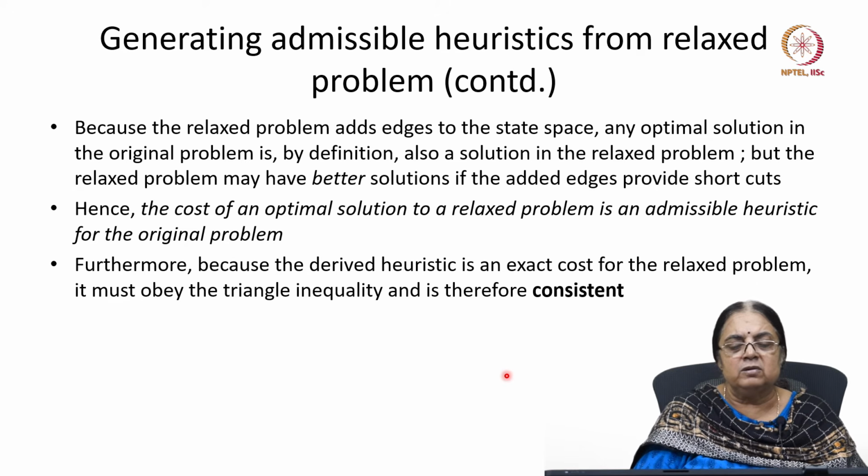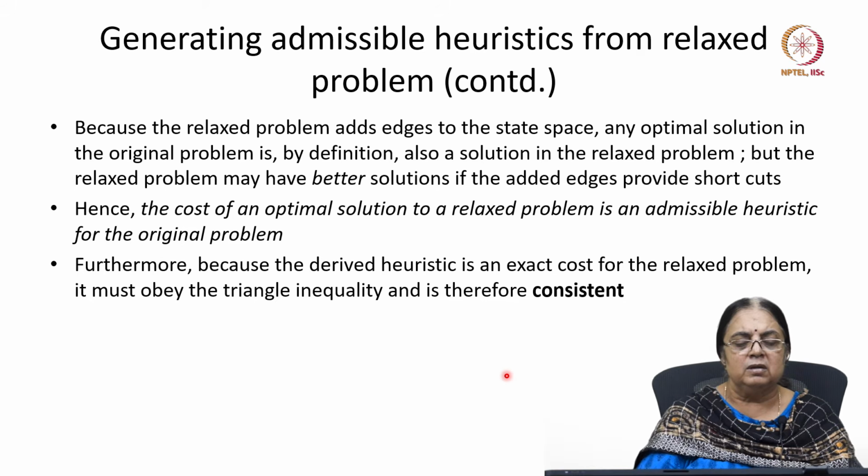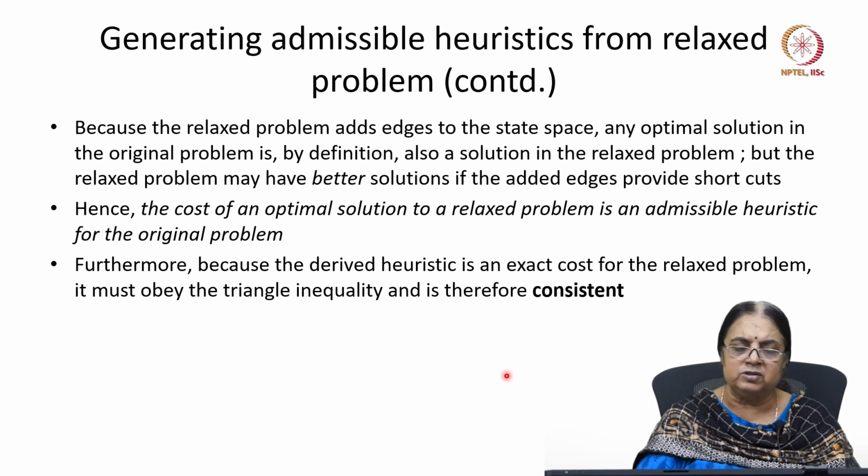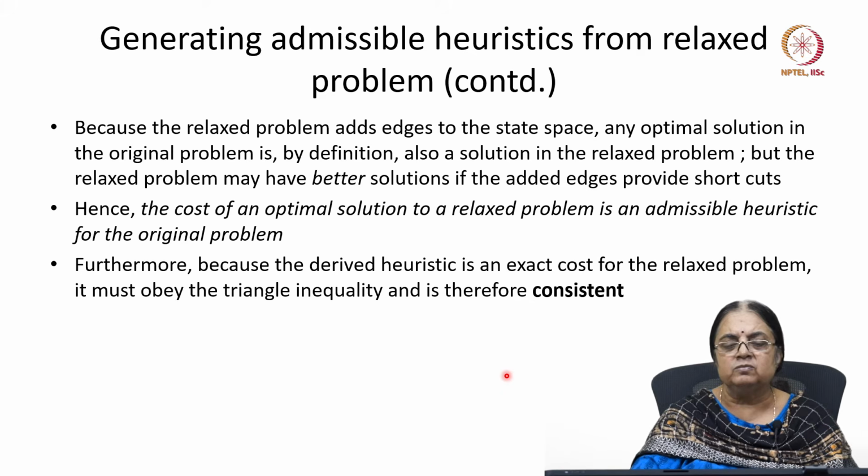And because you are removing some restrictions, you find that it will be a consistent solution basically, okay. Just like when we take the straight line distance, it is smaller than the actual distance. It's less than the actual distance from a node to the goal state. Okay. So when we take a relaxed problem, you are going to get a heuristic which is admissible, consistent, all those things, right? So that is one way of finding the heuristic, right?